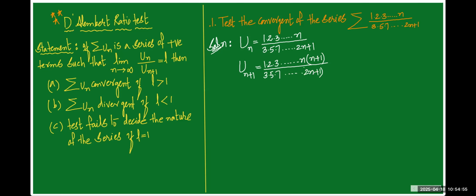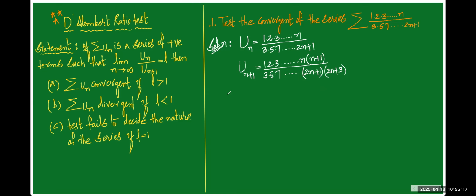I want to write the immediate next term: like 3, next term is 5, next term is 7, next term is 9, next term is 11. Similarly, for 2n plus 1, the next term will be obtained by replacing n with n plus 1. So we got our answer: 2n plus 3. So let us apply the next step, that is, we have to find the value of un by un plus 1. Later on, we apply the limit.